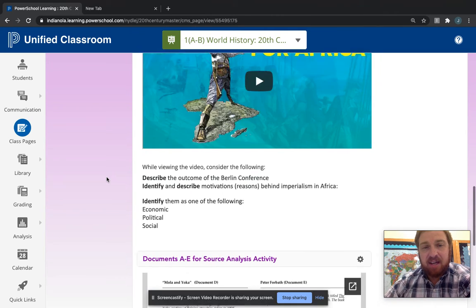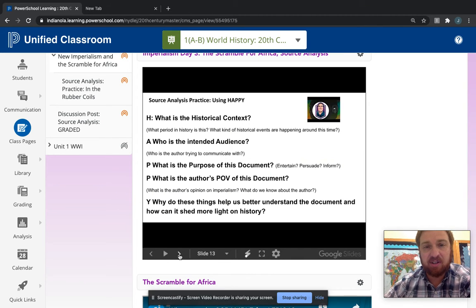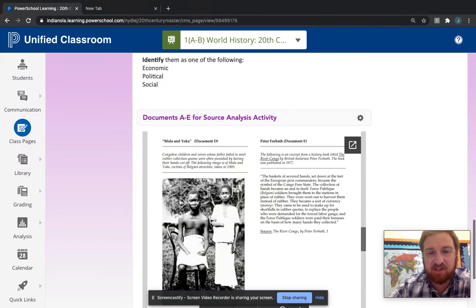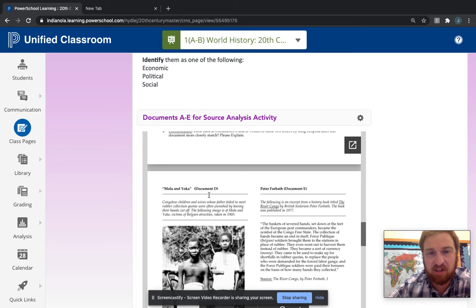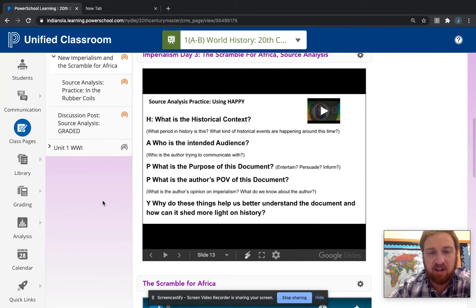So with that, the final thing you'll be doing, I know it seems like a lot, that's why we're giving you some additional time for this, is again, source analysis. You're going to apply this source analysis using the HAPPY method, and you're going to use that on your source documents here, documents A through E. And you're also going to use it on another document that I'm going to show you here briefly.